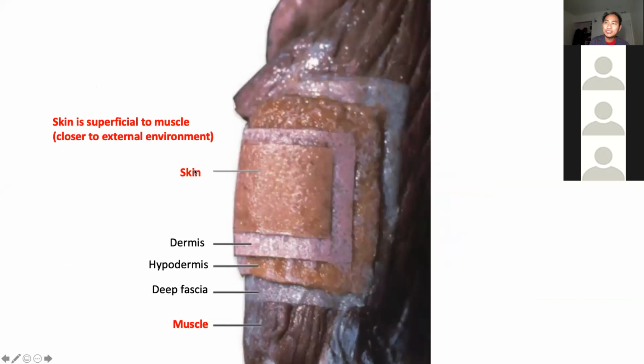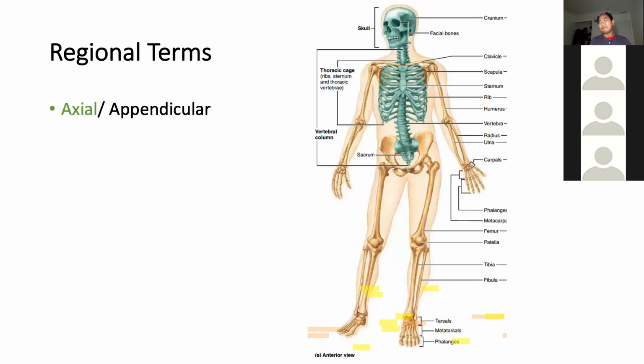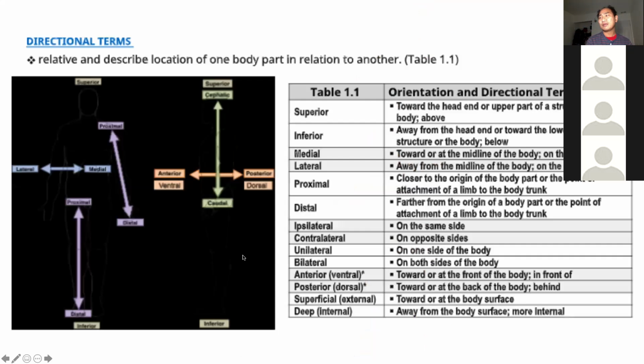And again, superficial and deep. I believe it is easy for you guys because I have seen your scores for the homeworks and you all have done well. But I want you to take that knowledge because in later lectures we will be saying superficial, deep, deeper. Axial skeleton, appendicular skeleton, that's a no brainer. And I believe everyone has seen this.